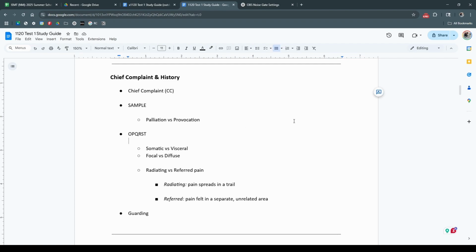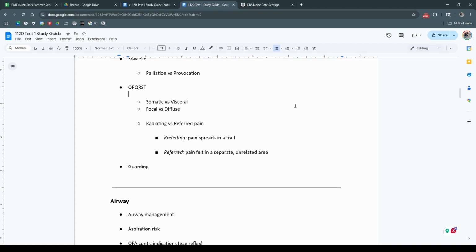Make sure that you understand all the letters and their association for SAMPLE and OPQRST. There are fancy words like palliation and provocation that just largely mean what makes it better and what makes it worse. They're all important concepts to understand for patient assessment. You also want to be able to highlight the differences between the types of pain presentations, somatic being sharp, visceral being vague, focal being local, and diffuse being wider spread, or perhaps even my entire body.